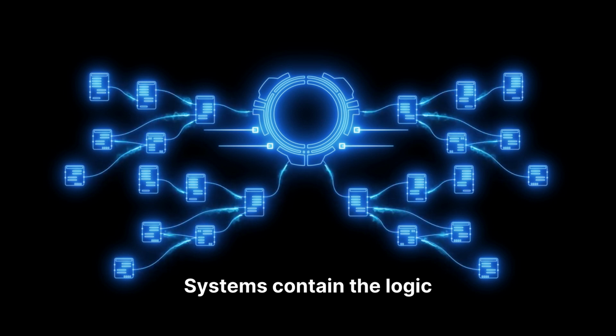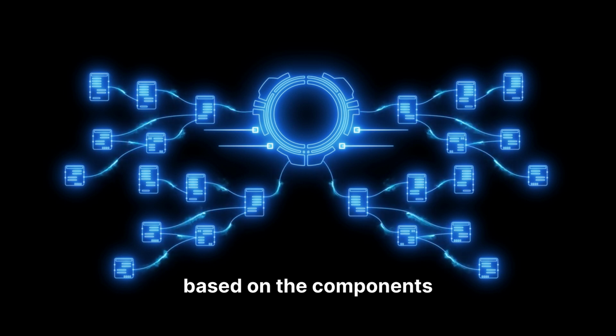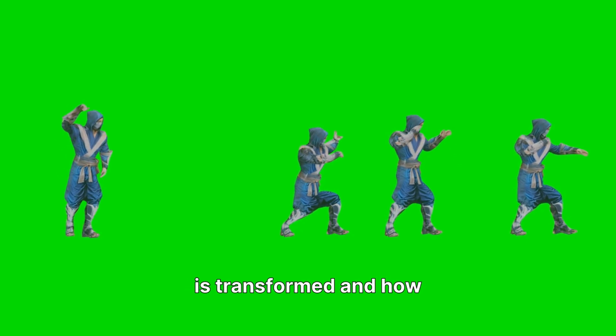Systems contain the logic that processes this component data, operating on entities based on the components they possess. Systems define how data is transformed and how the gameplay mechanics unfold.